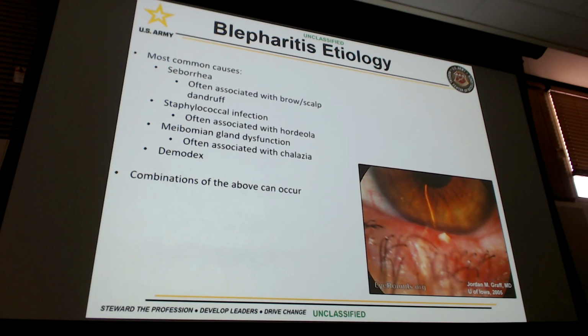Another way you can get it is like a staph overpopulation. So there's a natural flora around the eyelids that's staphylococci. And they're always sitting at a certain level, usually pretty low, but that's part of the natural flora of the eye. If, for whatever reason, your body's immune system can't handle that staph and they go crazy, then you'll get blepharitis as well. And Demodex, I mentioned, that's that little gross mite.